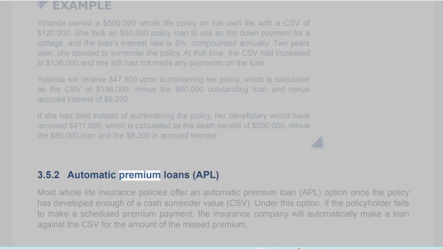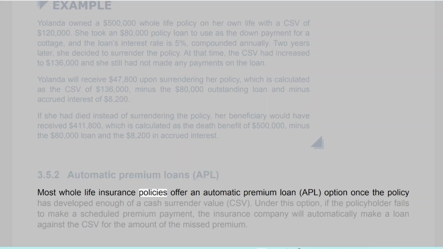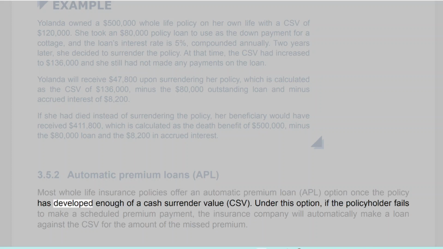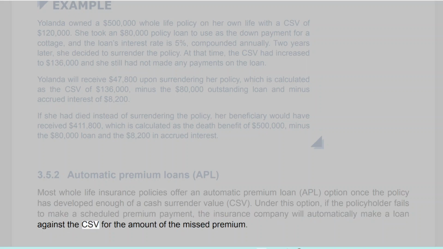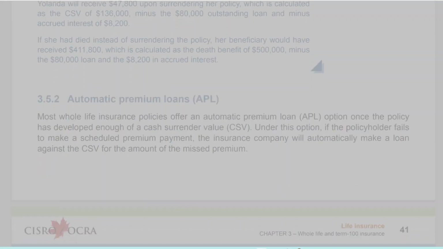3.5.2 Automatic Premium Loans, APL. Most whole life insurance policies offer an automatic premium loan, APL, option once the policy has developed enough of a cash surrender value, CSV. Under this option, if the policyholder fails to make a scheduled premium payment, the insurance company will automatically make a loan against the CSV for the amount of the missed premium.